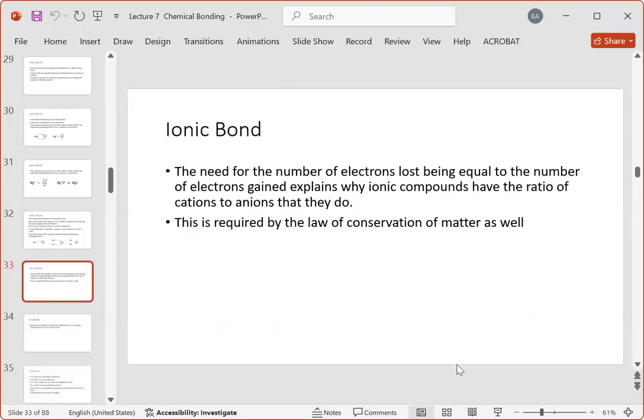The need for the number of electrons lost to equal the number of electrons gained explains why ionic compounds have the ratio of cations to anions that they do. This is required by the law of conservation of matter as well. That's why we say that when you are doing reactions, atoms are conserved. There's conservation of atoms, and mass is conserved, but moles are not conserved.